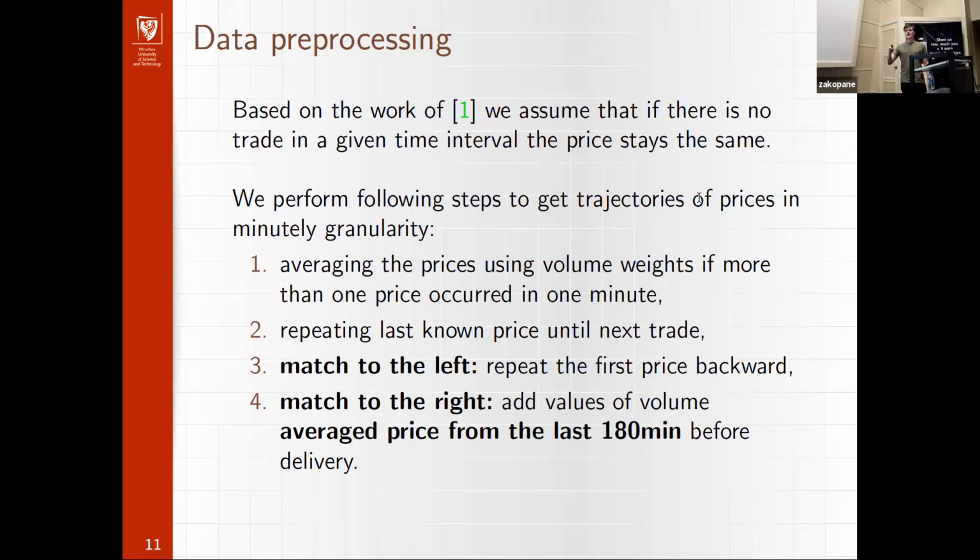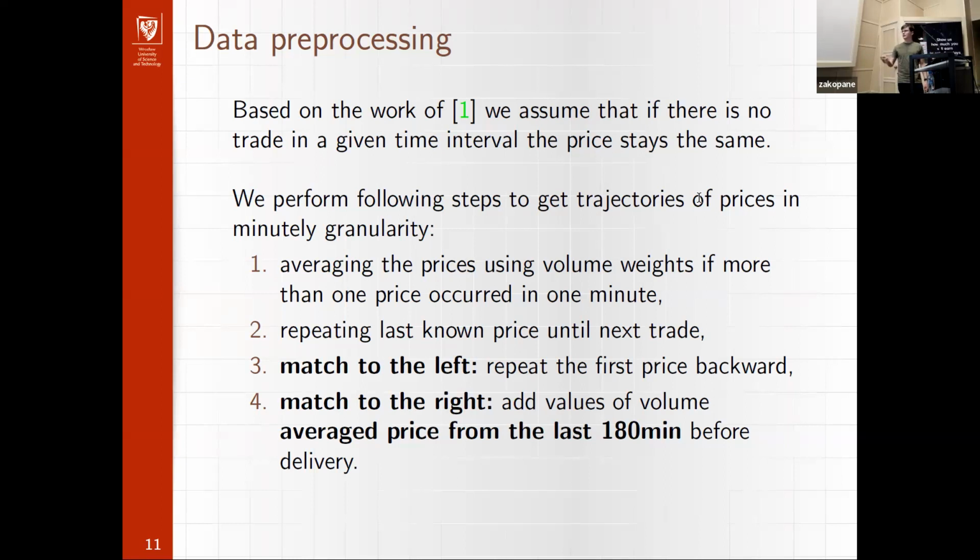So we first average the price to minutely granularity to have the minutely sequences. Then we repeat the last known price according to the assumption here, and then we match to the left. So we extend the last known price from the left to match the 16 o'clock, and then we match to the right. So we extend the last known price to the right to match the full horizon. Sorry, we extend the average price from the 3 hours before now. So this is somehow corresponding to the ID3 index.